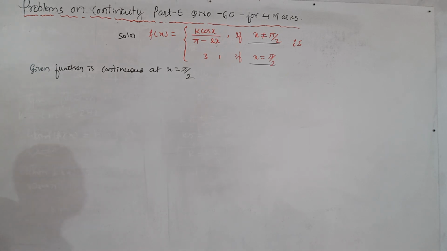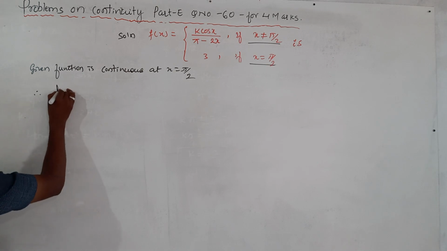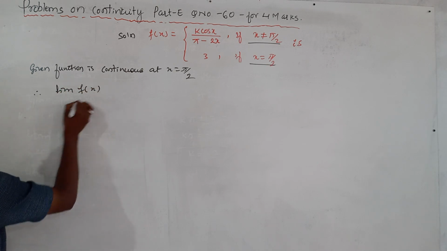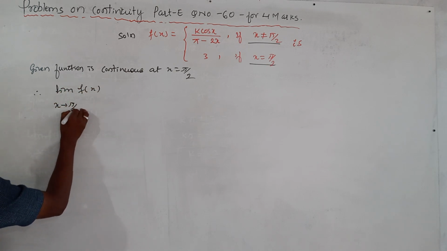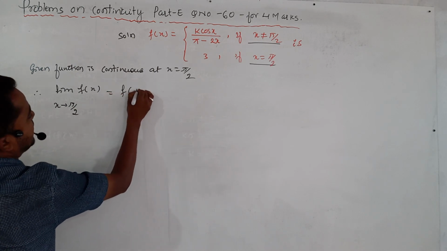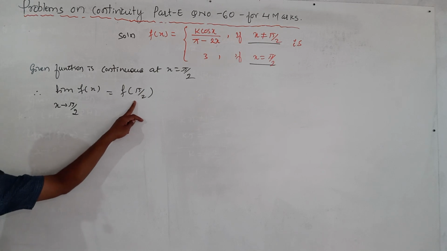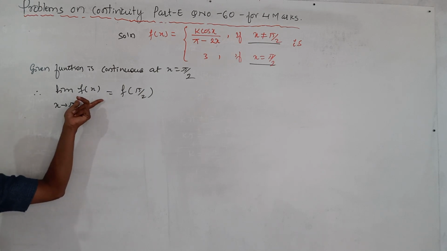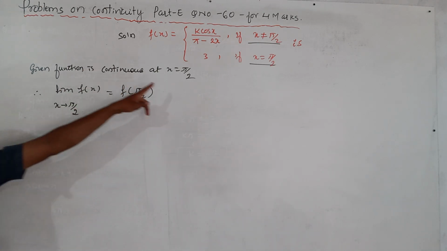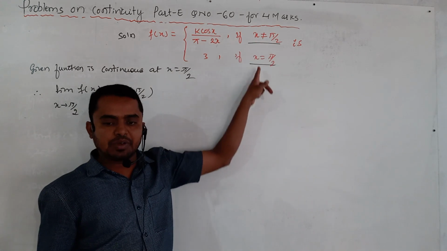Therefore, limit of f of x as x tends to pi by 2 is equal to f of pi by 2. The value of the function at the point x equal to pi by 2 and the limiting value of the function are equal in this case, because here it is given equal to and not equal to.